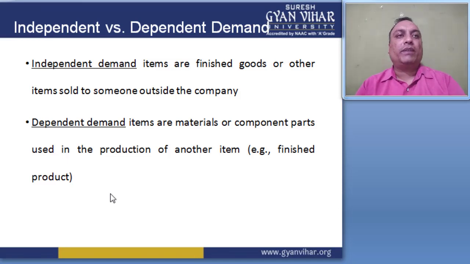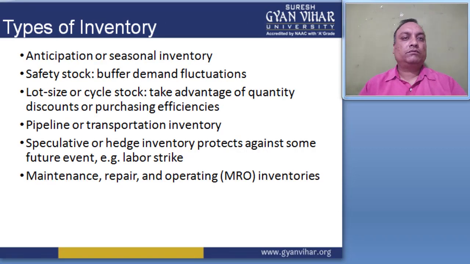First is the independent item and the dependent item. Suppose the computer chips and the computer, this is the dependent item. And in the case of an independent item, suppose a bike or any other thing, this is the independent item. So these are some other inventories related to the EOQ analysis. These are the anticipation or seasonal inventory and safety stock, buffer demand fluctuations, and lot sizes or cycle stock.